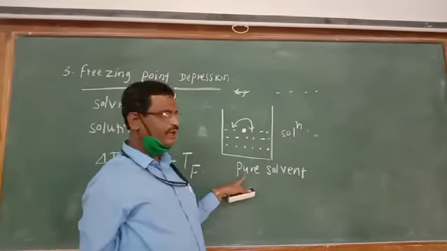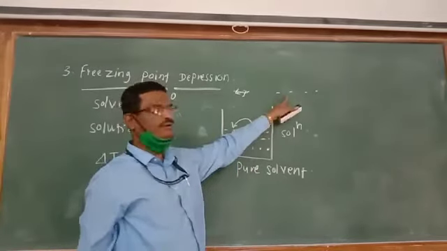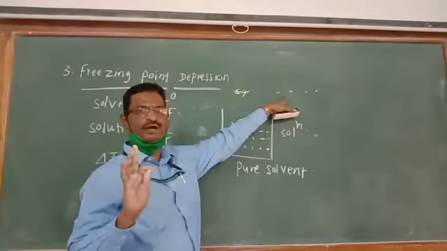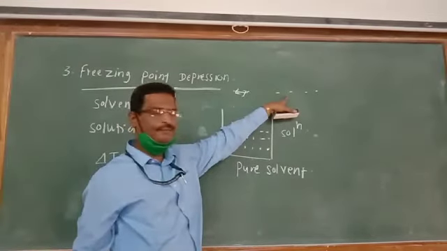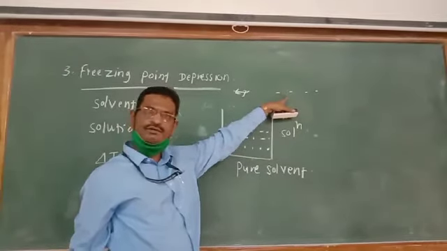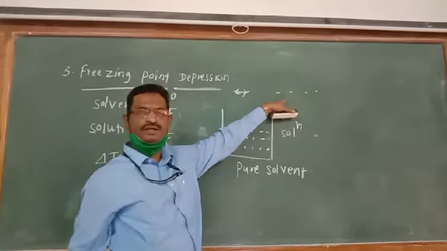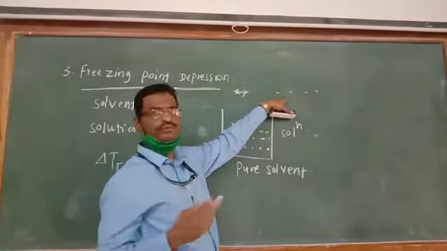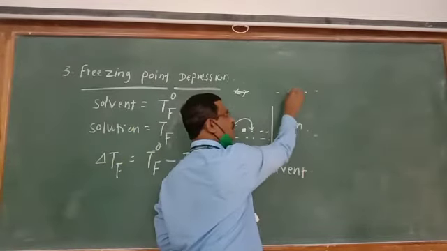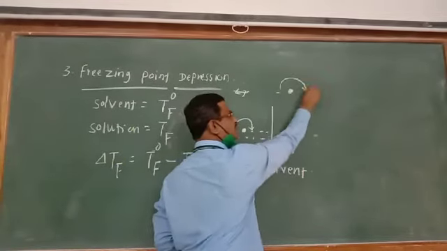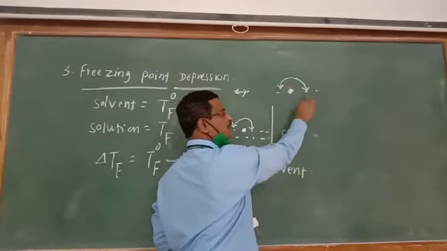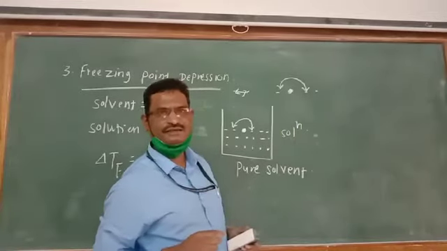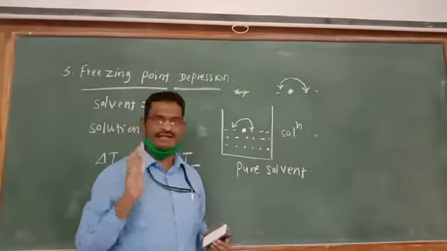Since the distance is very less, forces of attraction between them are very strong. Therefore, at a certain temperature, the pure solvent undergoes freezing. But whenever a non-volatile, non-electrolyte solute is added to the solvent, some solvent molecules are replaced by the solute molecule. So if this is the solute molecule, now this distance increases. The distance between neighboring solvent molecules increases, and as that distance increases, forces of attraction decrease.